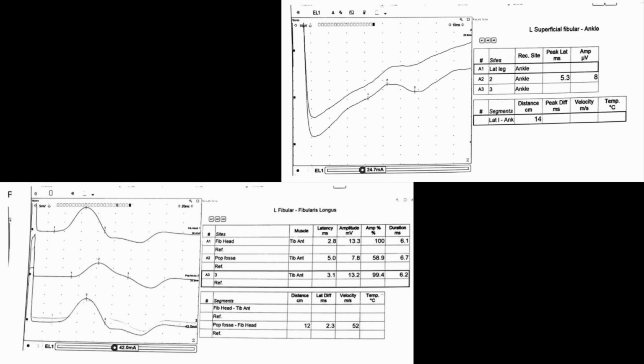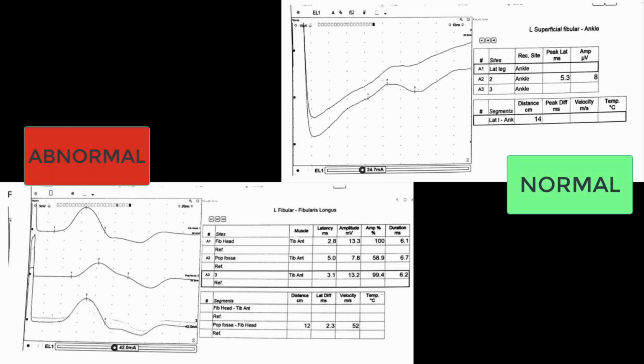Another possible explanation for why we found motor involvement without sensory involvement is that we didn't completely examine the sensory portion of the superficial fibular nerve to the best of our ability. Dr. Andre and I were talking about that this week. We potentially could have performed other non-traditional sensory tests that may or may not have helped with further workup.